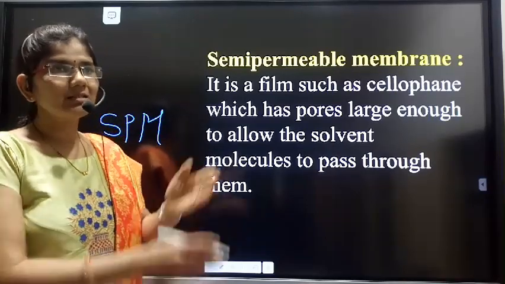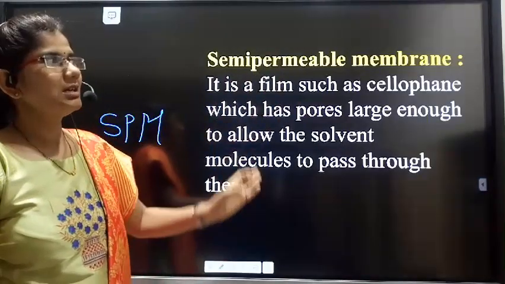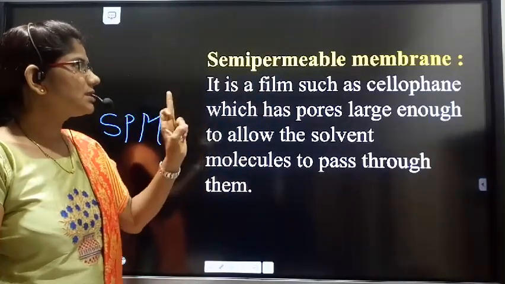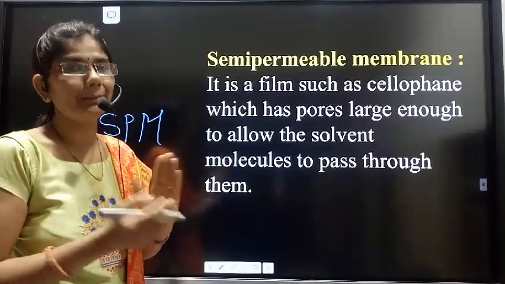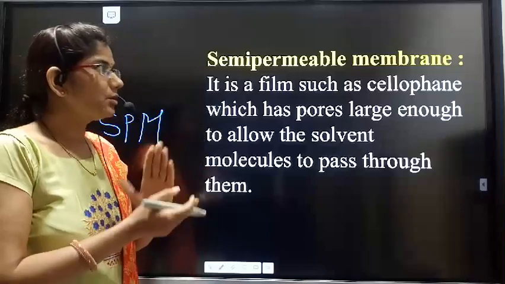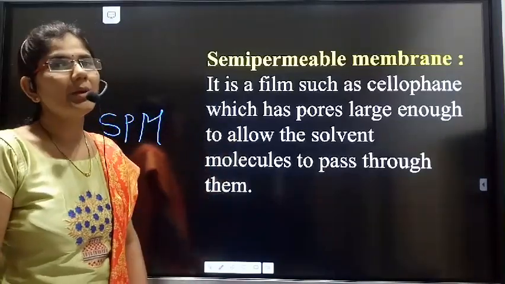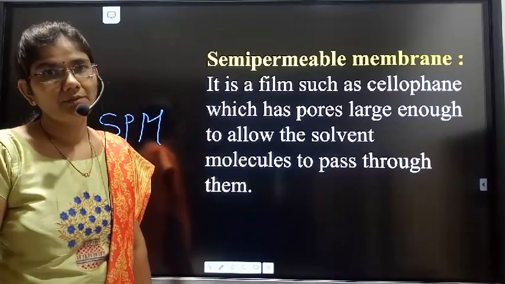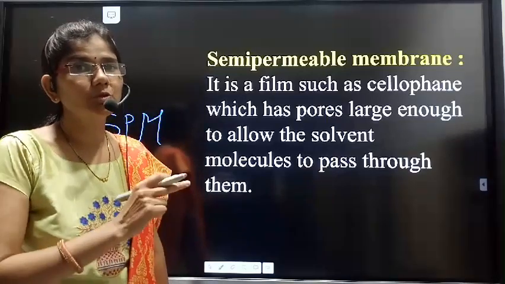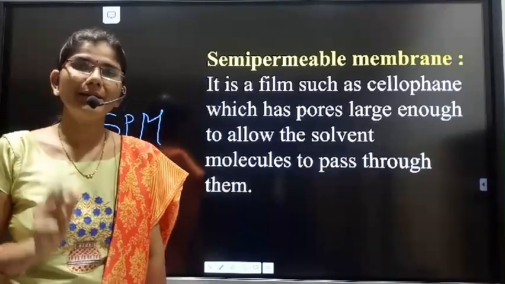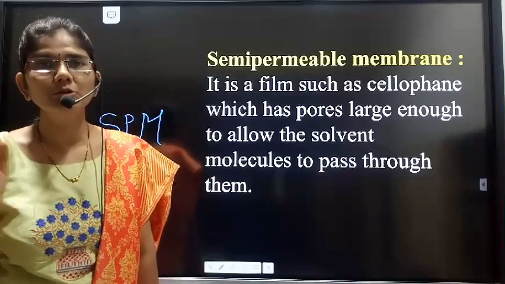That means it is a thin film or sheet, such as cellophane, which has pores. It is just like our filter paper. It has pores which allow only solvent molecules to pass through them.